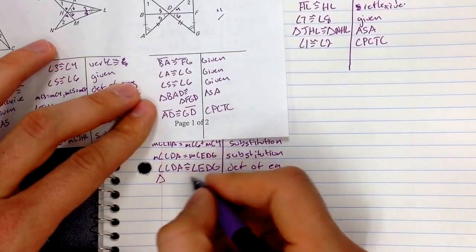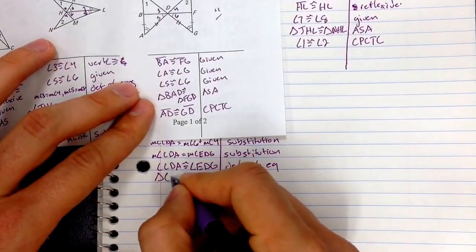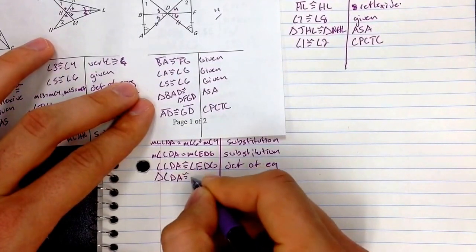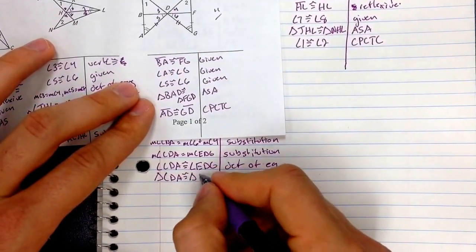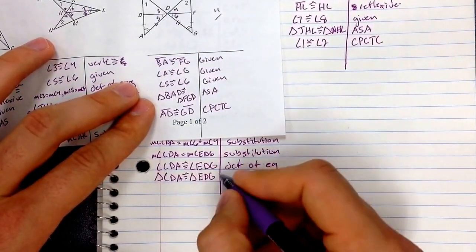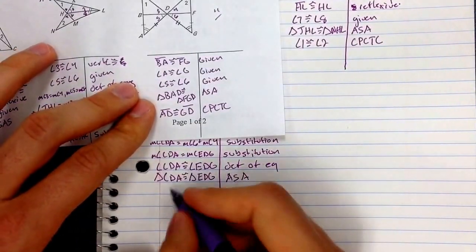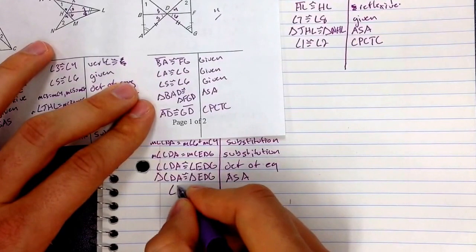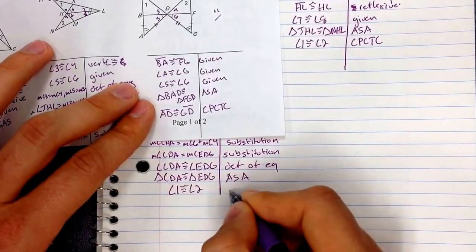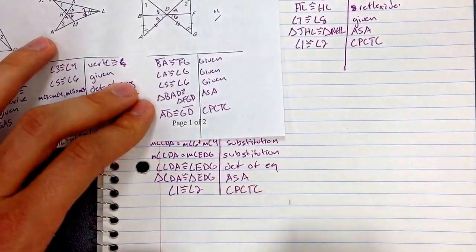I can call out my two triangles. Triangle CDA is going to be congruent to triangle EDG. Angle side angle, and then I can rip off angle 1 and angle 2. Angle 1 is congruent to angle 2, CPCTC.